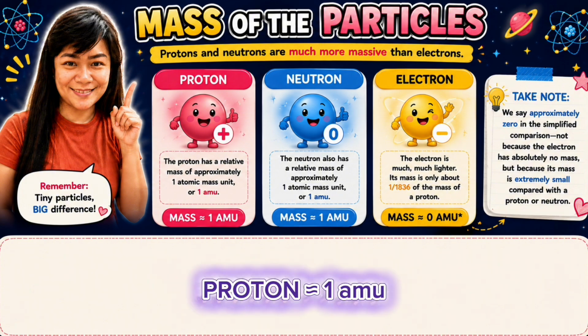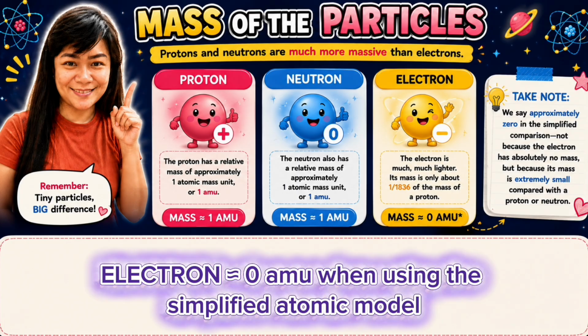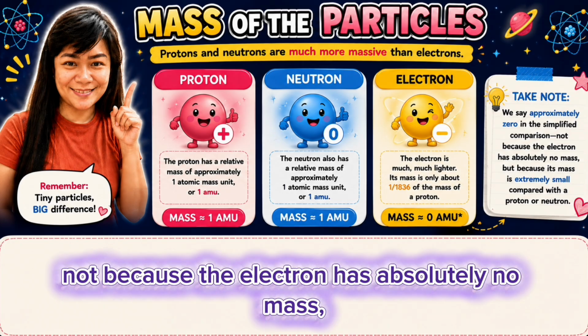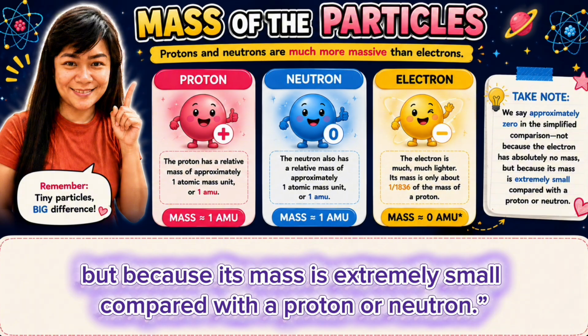So, proton, approximately 1 AMU. Neutron, approximately 1 AMU. Electron, approximately 0 AMU when using the simplified atomic model. Take note, we say approximately 0 in the simplified comparison, not because the electron has absolutely no mass, but because its mass is extremely small compared with a proton or neutron.